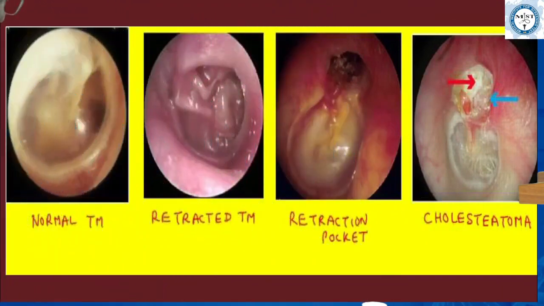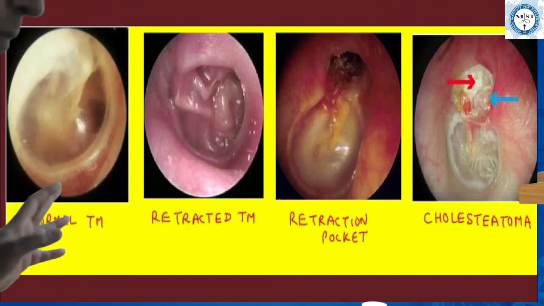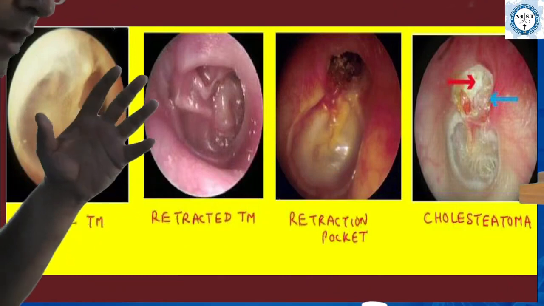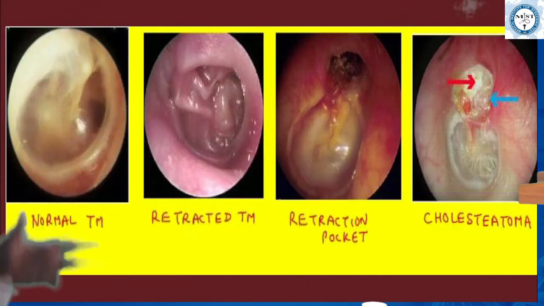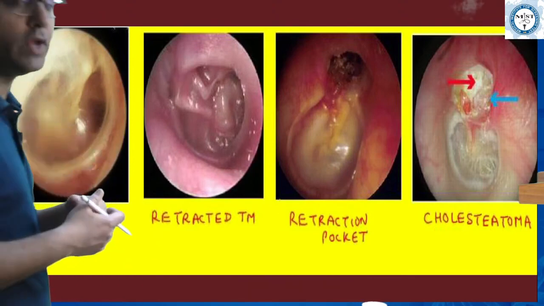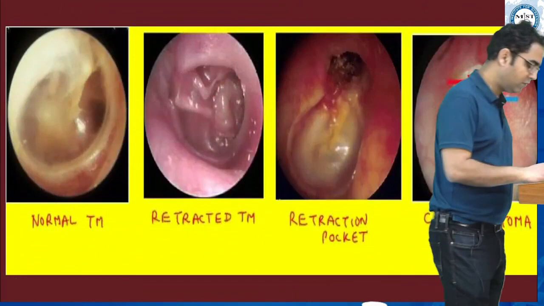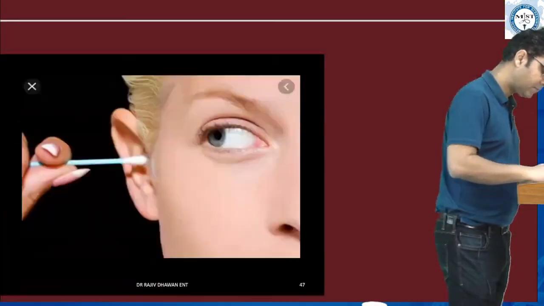Can you see the normal tympanic membrane, number 1 picture? Then you see the retracted tympanic membrane, number 2 picture. Then the retraction pocket and then cholesteatoma, beta. This is all the problem of eustachian tube dysfunction. Can you understand how important the eustachian tube is? Okay. Now, let us study the eustachian tube, beta.